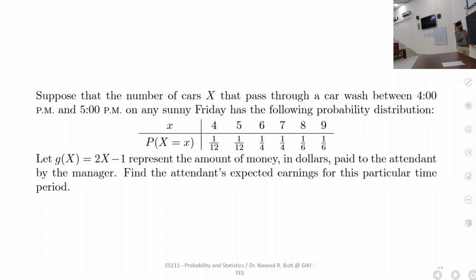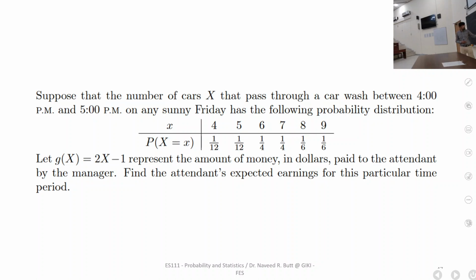What is g(x)? X is the number of cars coming for the car wash in that 1 hour. Yes. And g(x) is the amount you pay to the attendant in dollars. So what is it saying? They are saying if 4 cars come, how much money will he get? Dollars. He will get $7, right?